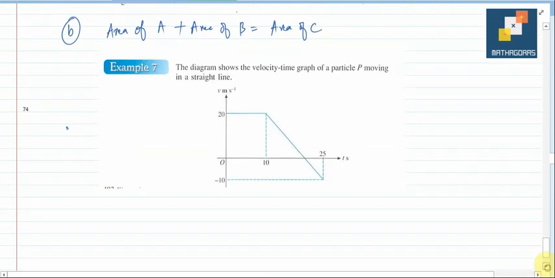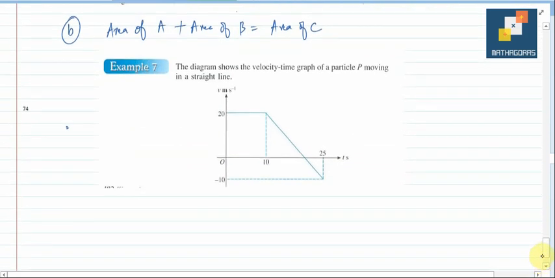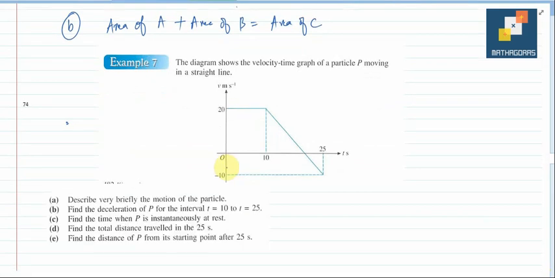You can see that the diagram shows the velocity time graph for particle P moving in a straight line, and there are 4 parts. The first one describes very briefly the motion of the particle. Now that question is similar to what we attempted in the last question. So what do you think the motion of the particle in this case will be? First try it by yourself and think about it. We have a time of 60 seconds, so start.